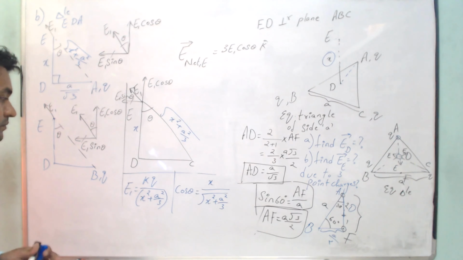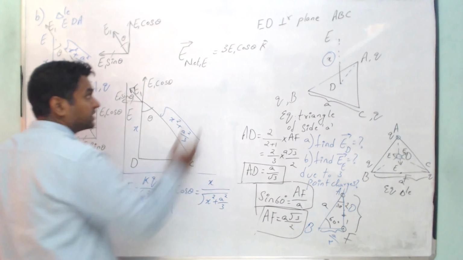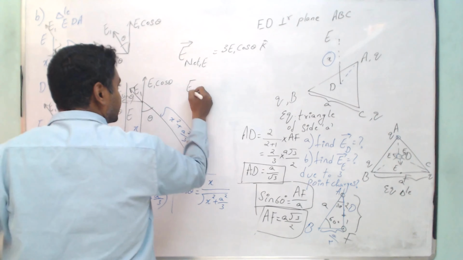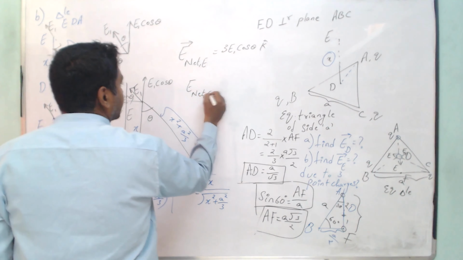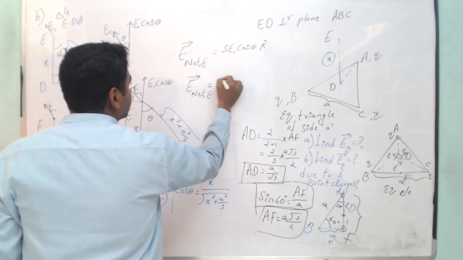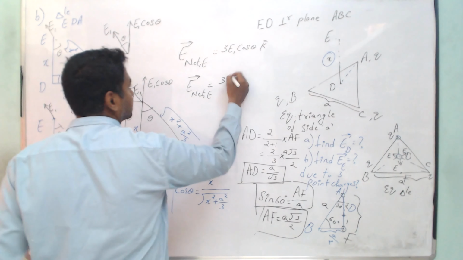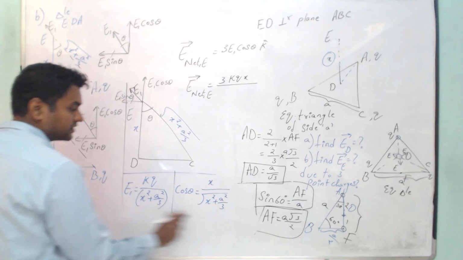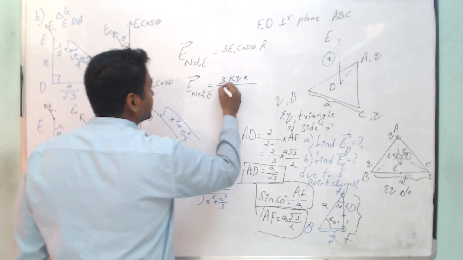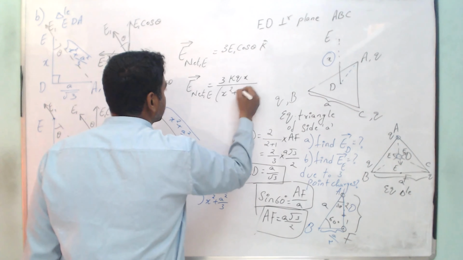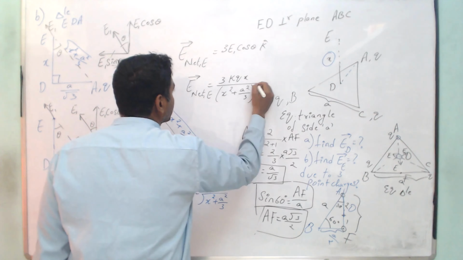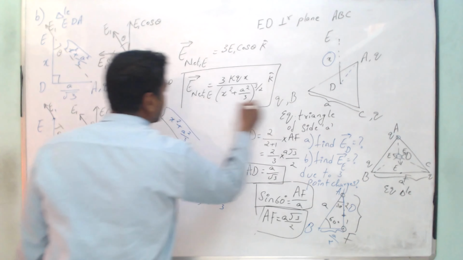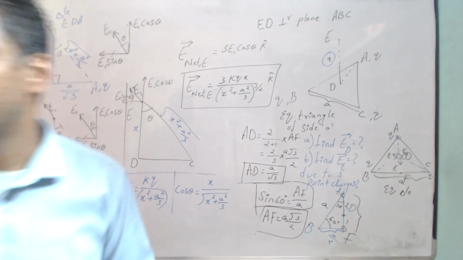Is this clear? Yes. So substituting E1, substituting cos theta, eventually final answer लिख रहा हूं मैं, E bar net at point E is equal to 3KQx divided by x square plus a square by 3 into x square plus a square by 3 whole root. So this is x square plus a square by 3 whole to the power 3 by 2. ठीक है? समझ में आया? Yes. Is this clear? Yes.